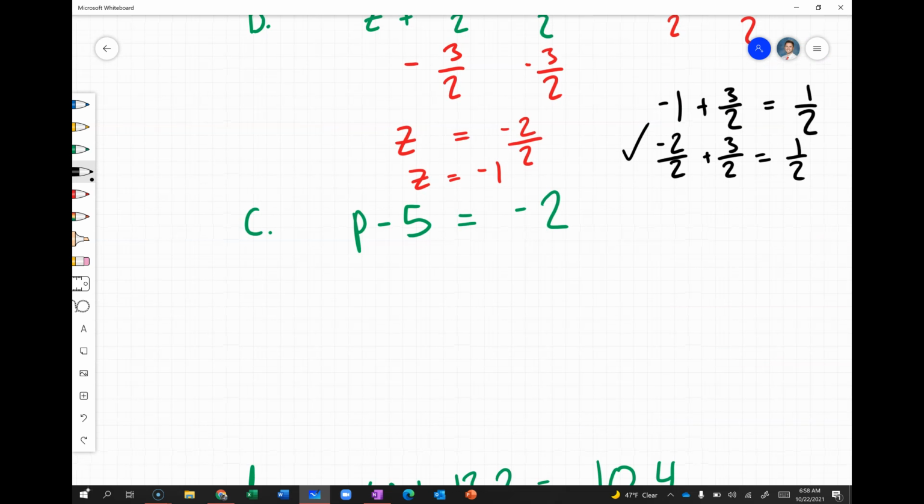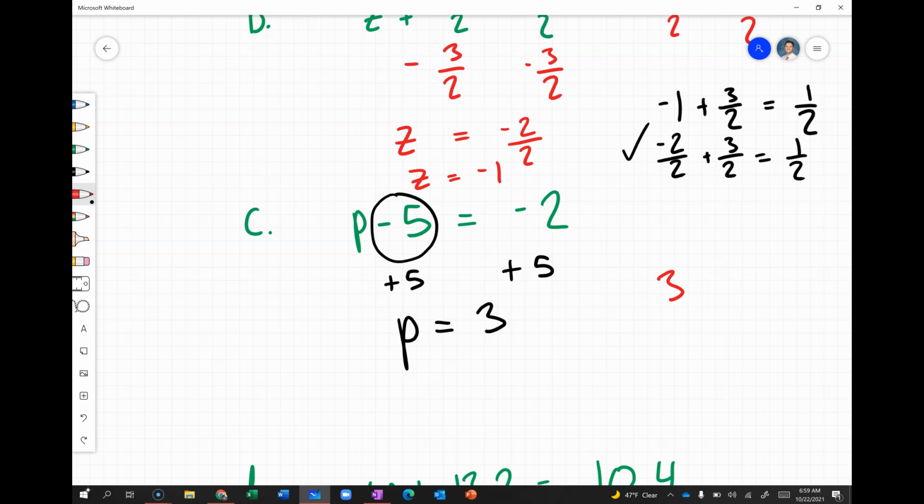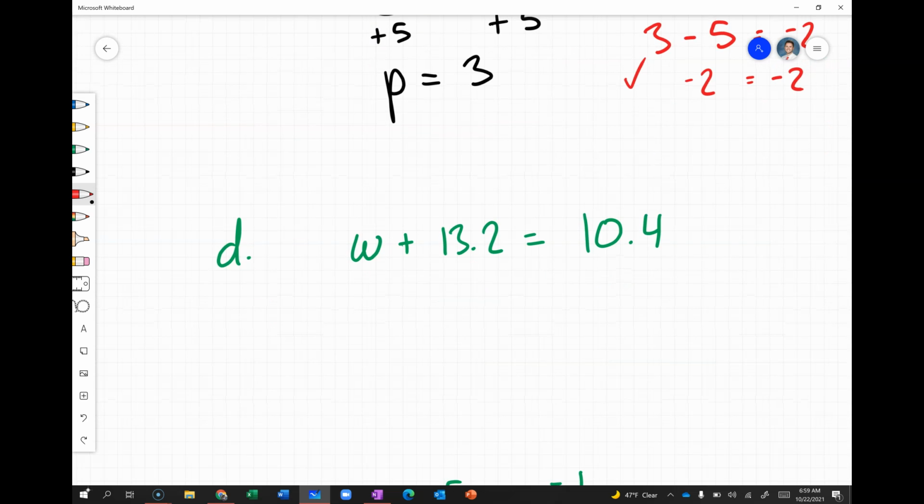Example C says p minus 5 equals negative 2. So again, we want to isolate p here. So to get rid of this minus 5, we need to add 5 to both sides. That leaves us with p on the left side and negative 2 plus 5 on the right side, which is positive 3. Again, checking our answer, 3 minus 5 equals negative 2, and that does indeed equal negative 2, so we're good. Two more examples here.